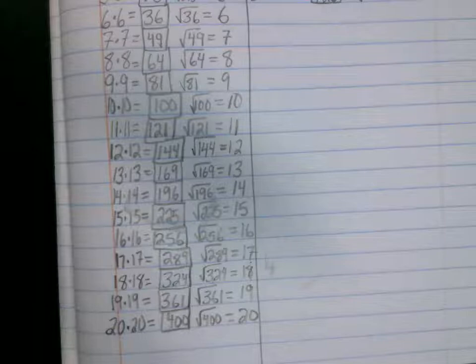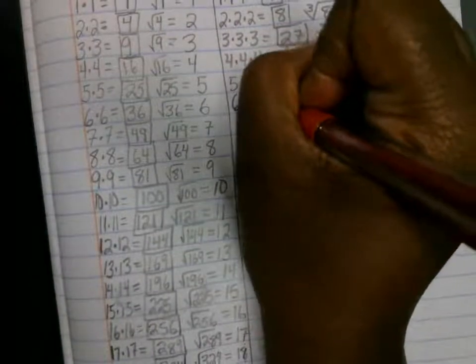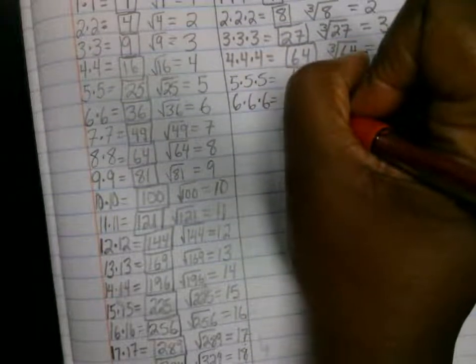All right, let's see. We got 6 times 6 times 6. What did that equal? Say again. 216.